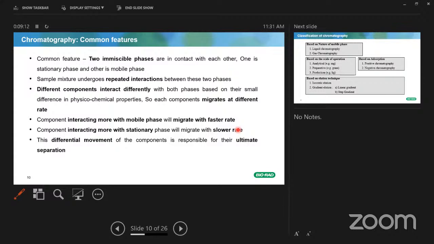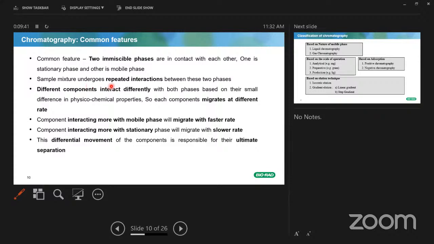So there is a stationary phase. That can be silica, it can be different resins, small particles which are finer than a hair. And there is a mobile phase. The mobile phase can be a liquid or a gas, depending upon what the sample type is. So basically, two immiscible phases.